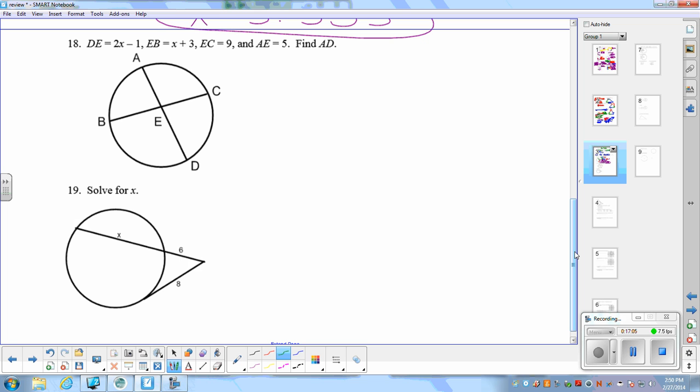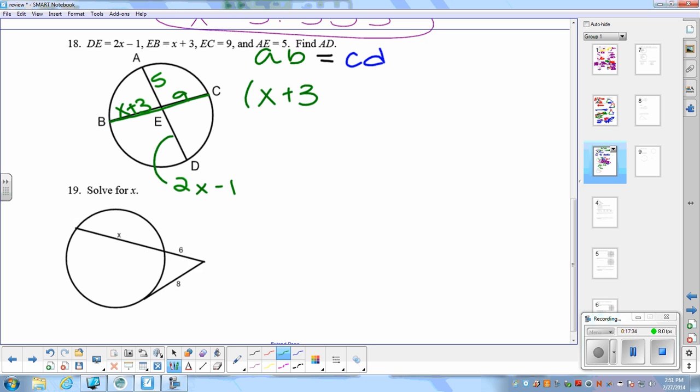Next one, I have two chords. I'm going to label what I got. This one right here is 2x minus 1. EB is x plus 3. EC is 9, and AE is 5. So again, I'm at my A times B equals C times D. So I pick one of my chords. Here's my one I'm picking. So A and B would be x plus 3 times 9. And that would equal, when you look at this line, that equals 5 times 2x minus 1.